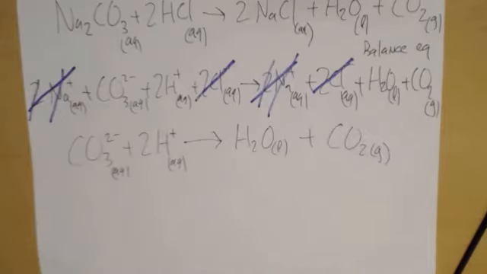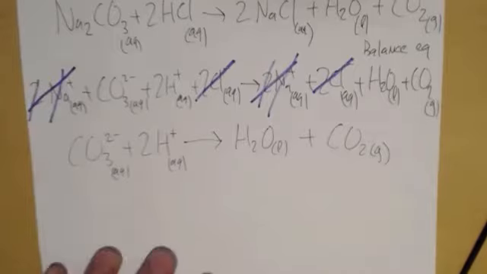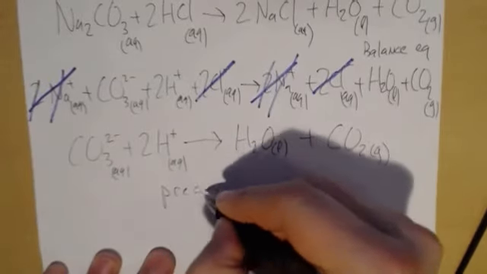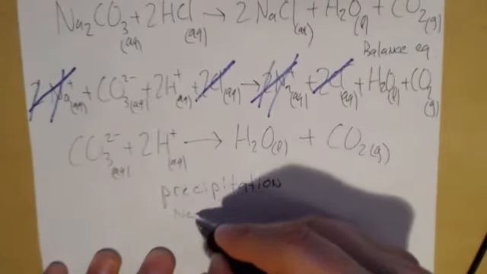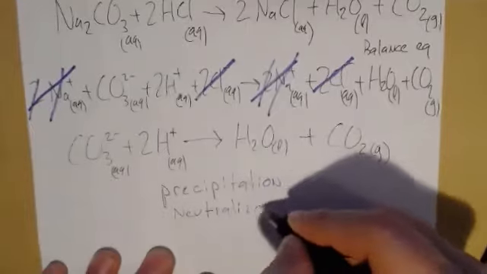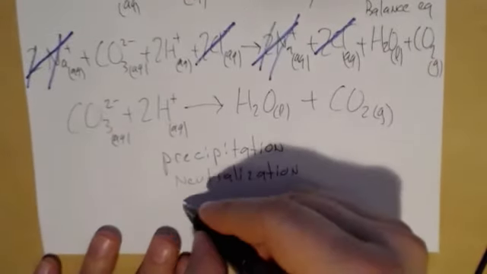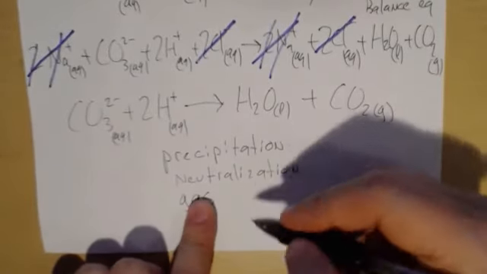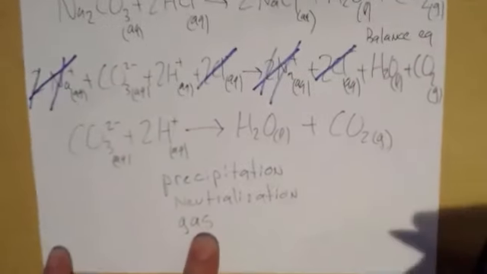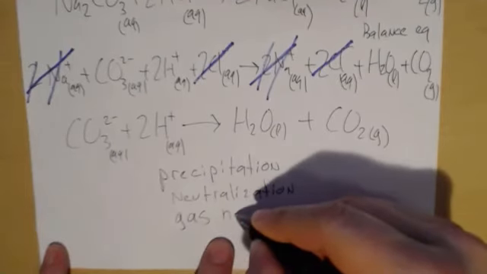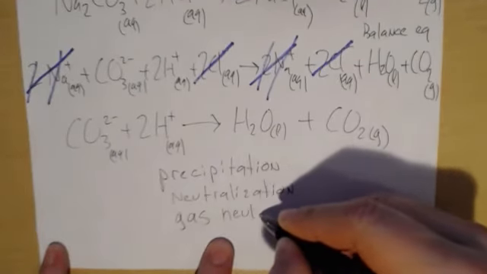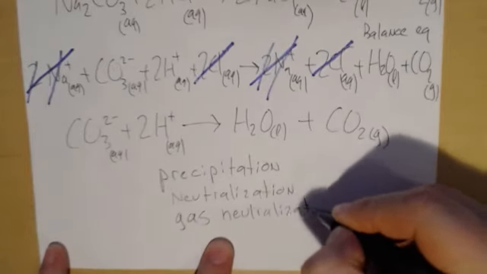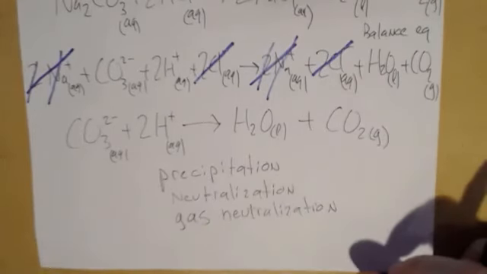If you think about it at this point, what have we covered? We've covered a precipitation. We've covered neutralization with an acid base. We've also covered a gas forming. Now, technically, the gas forming, sometimes they'll also call it a neutralization because it's getting rid of an acid, right? So I just mentioned that you might see that when you're doing gas neutralization. Okay. That's what we've done.